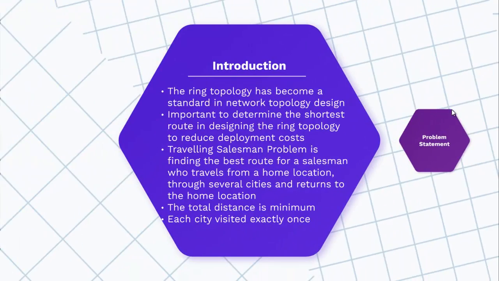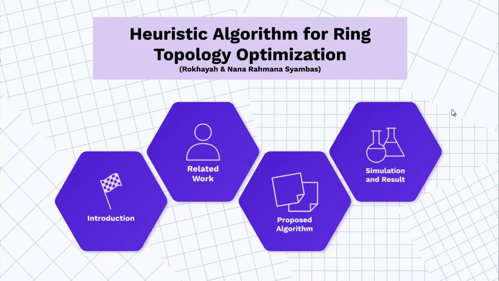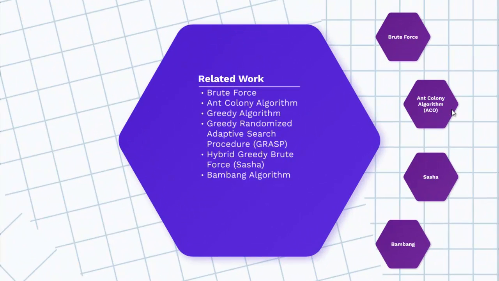The next section, related works. As we know, the traveling salesman problem is typical of a large class of hard optimization problems that motivates scientists to develop various methods for solving this problem. There are several popular algorithms for solving TSP, like brute force, ant colony algorithm, greedy randomized adaptive search procedure, hybrid greedy brute force, and Bambang algorithm. We will discuss these algorithms one by one in the next slides.